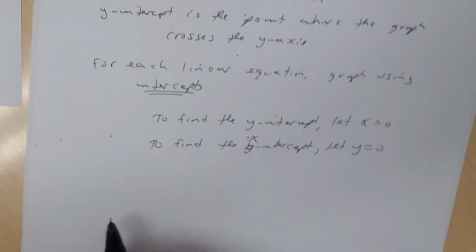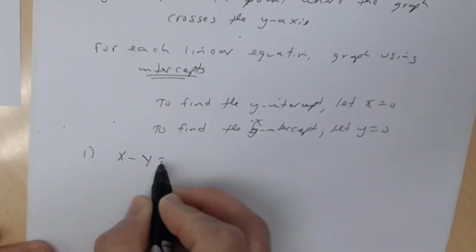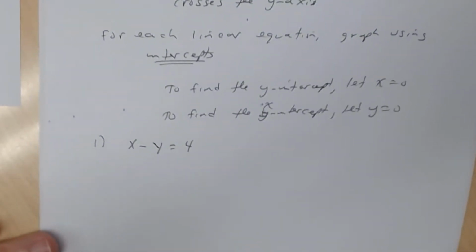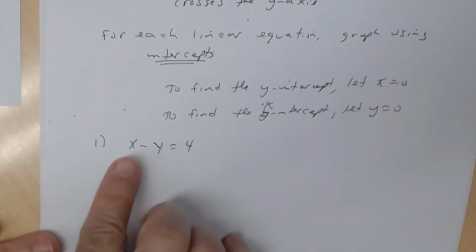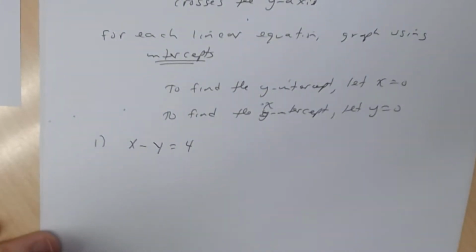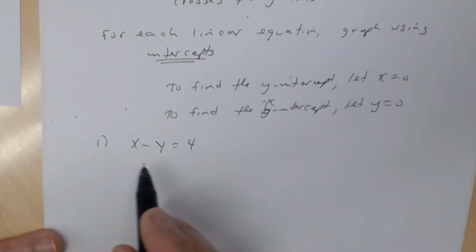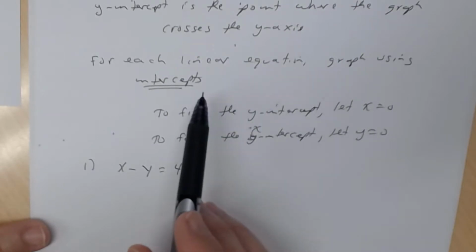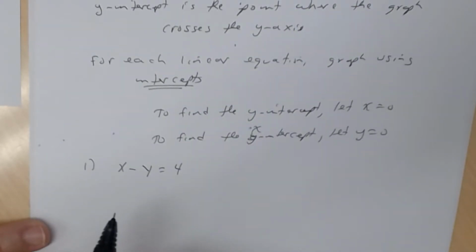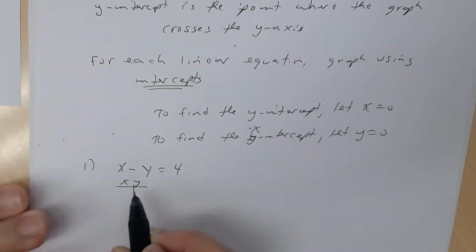All right, so let's look at the first one. Number one. Suppose we had this linear equation, x minus y equals 4. Notice that this is a linear equation in two variables. You have an x variable, you have a y variable. And make sure you follow the directions. Directions didn't say anything about using a t-table where you used any value for x or any value for y. You're asked to graph this using intercepts. Now, if you want to go ahead and use a t-table, you've got to show this though.